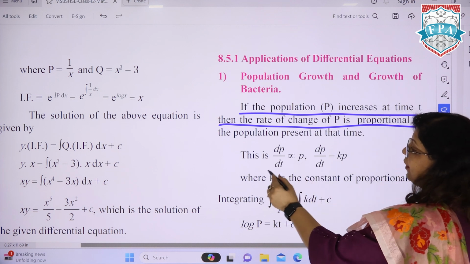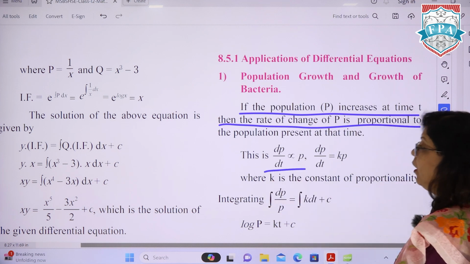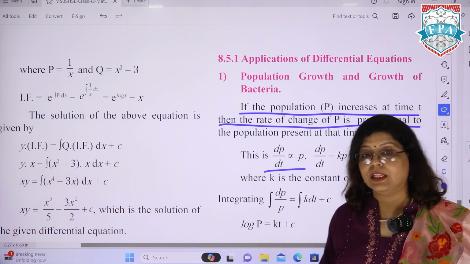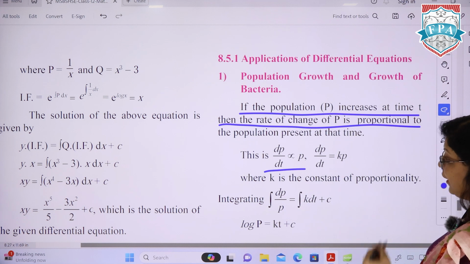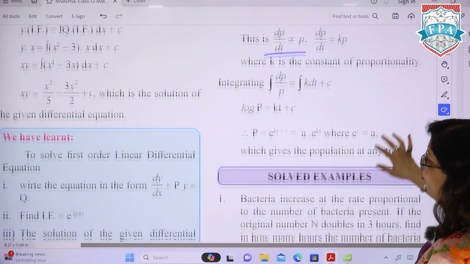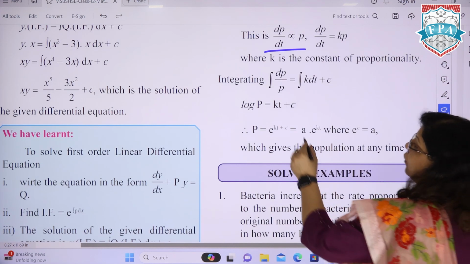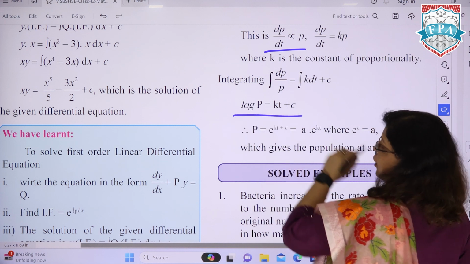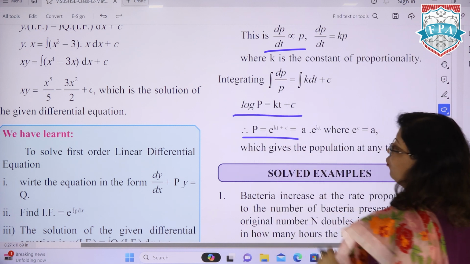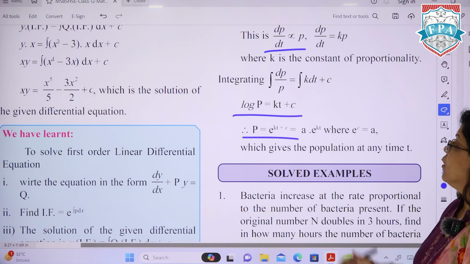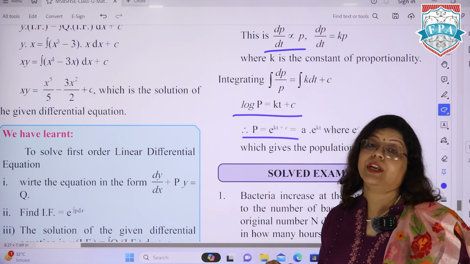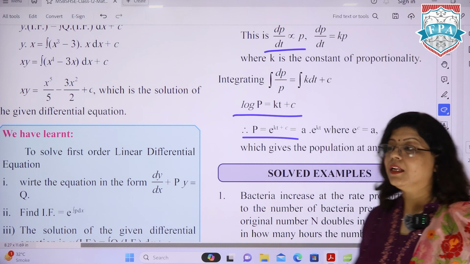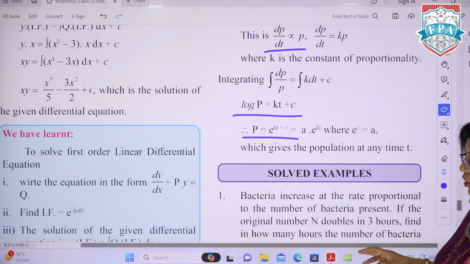So if dp by dt is directly proportional to p, we'll be able to solve the final thing using a constant k: dp by dt equals kp. Integrate both the sides. We'll get one more constant over there. So we'll get log p as kt plus c, or p is equal to e to the power kt plus c. So with the given values, we can calculate the value of c, we can calculate the value of k and solve the desired question.